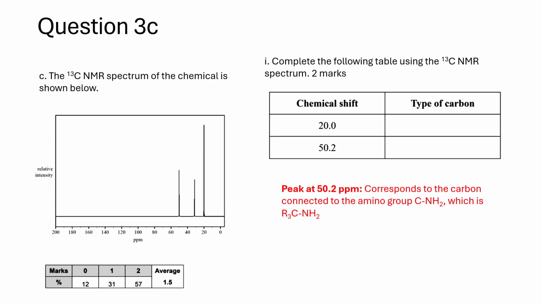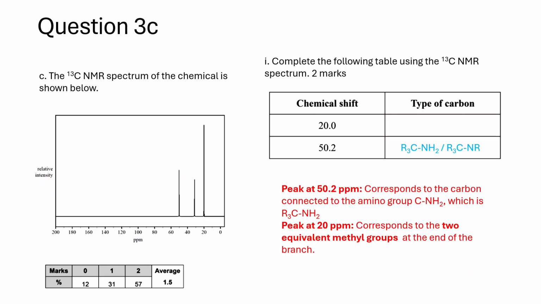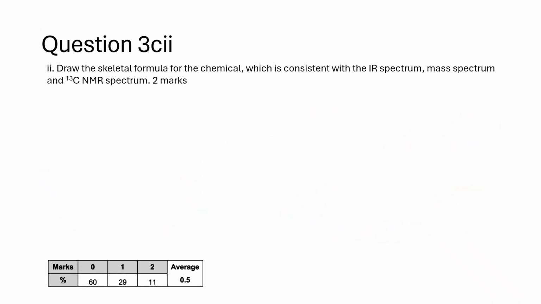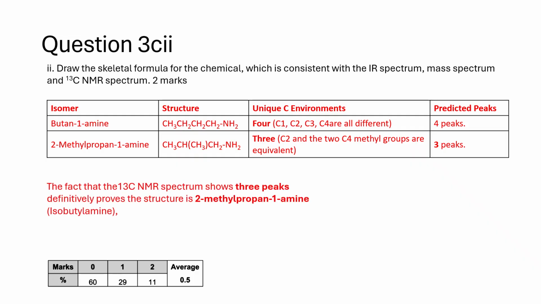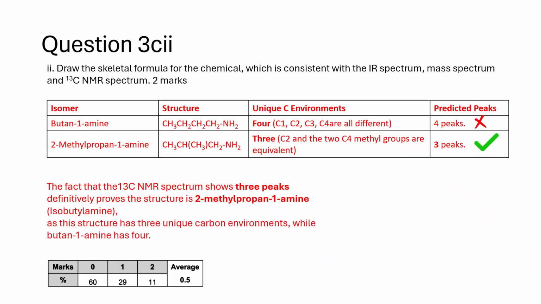The peak at 50.2 ppm corresponds to the carbon connected to the amino group, C-NH2, which is a CH2NH2. The peak at 20 ppm corresponds to the two equivalent methyl groups at the end of the branch. The fact that the 13C NMR spectrum shows 3 peaks definitively proves the structure is 2-methylpropan-1-amine (isobutylamine), as this structure has 3 unique carbon environments, while butan-1-amine has 4.